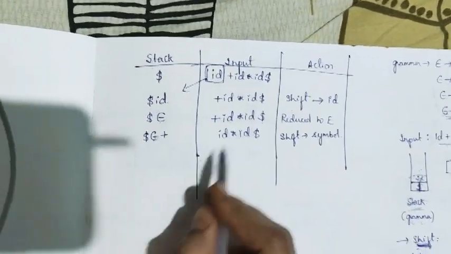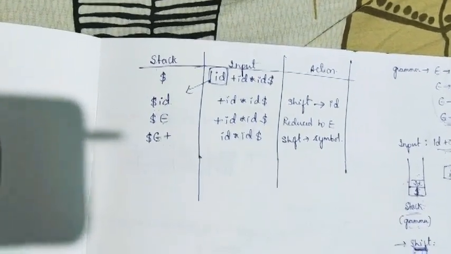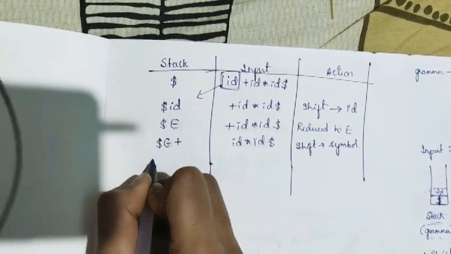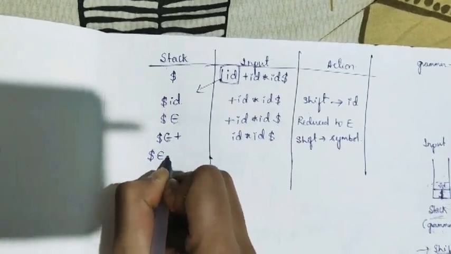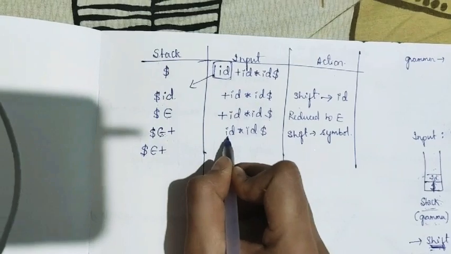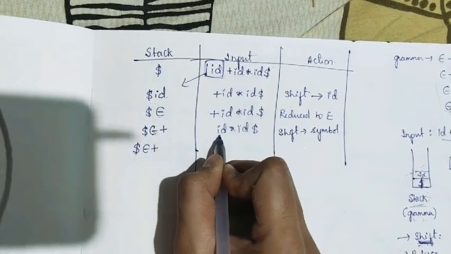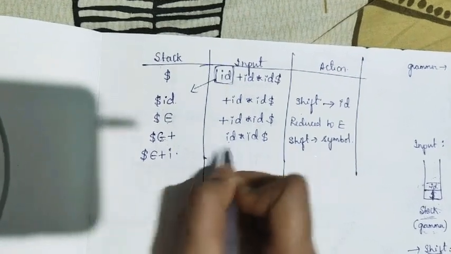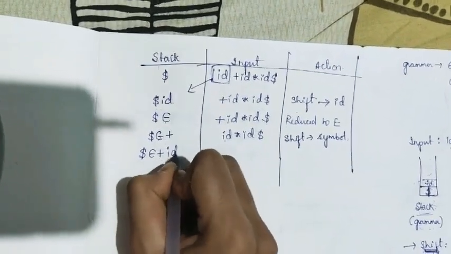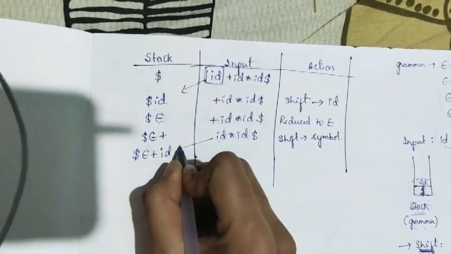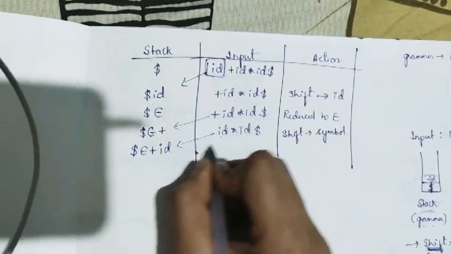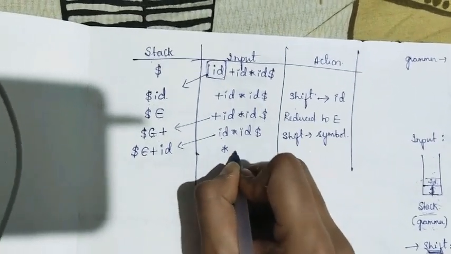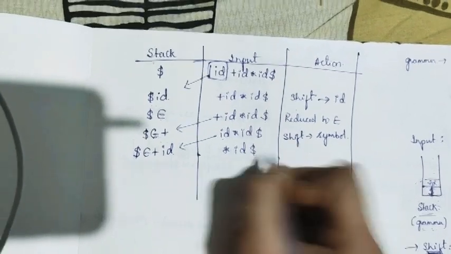Okay, so what do I do now? We cannot reduce it, so once again we have to perform a shift. In our stack we have E plus. Now we have an id here, so this id will be shifted. I'm shifting this id here. After shifting id, we are remaining with star id dollar.